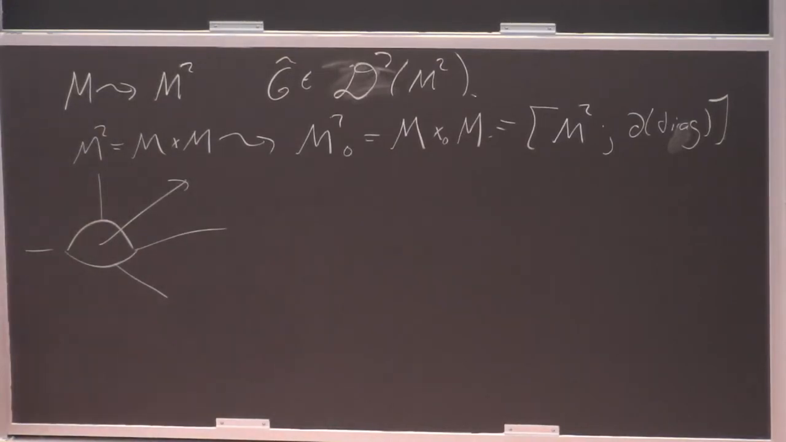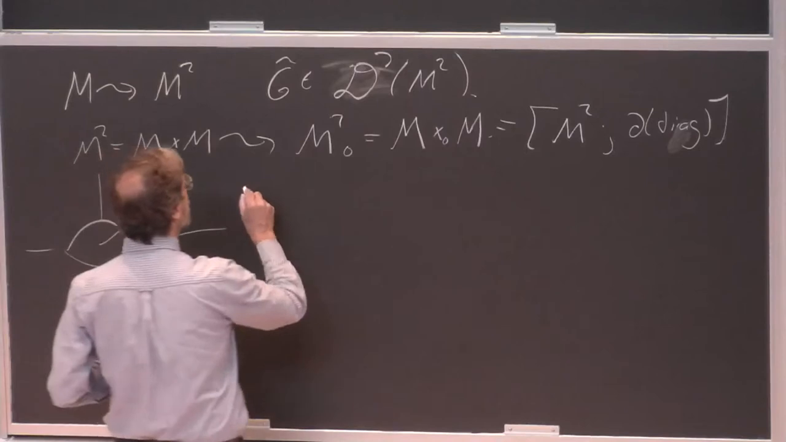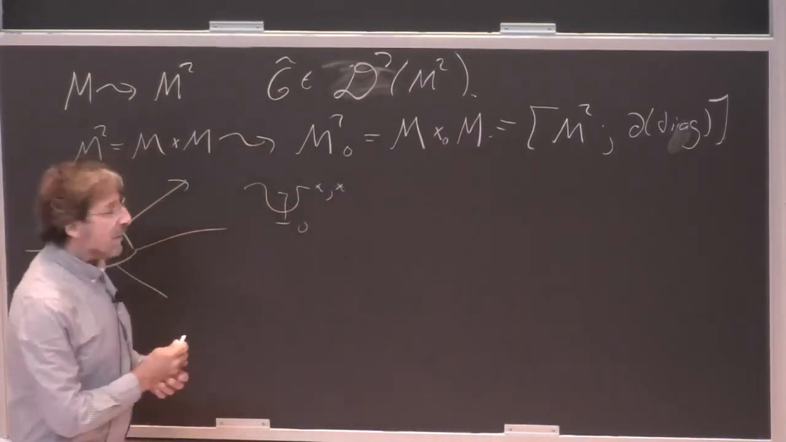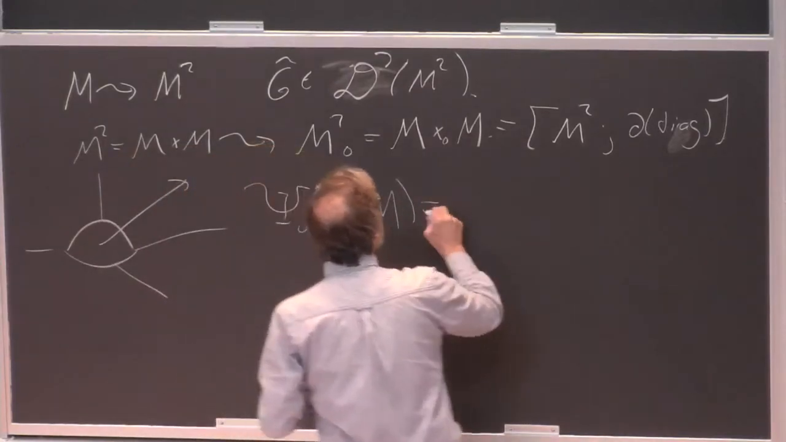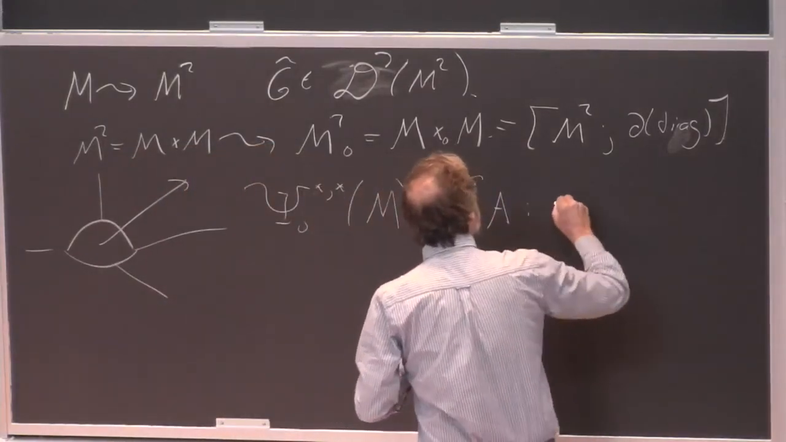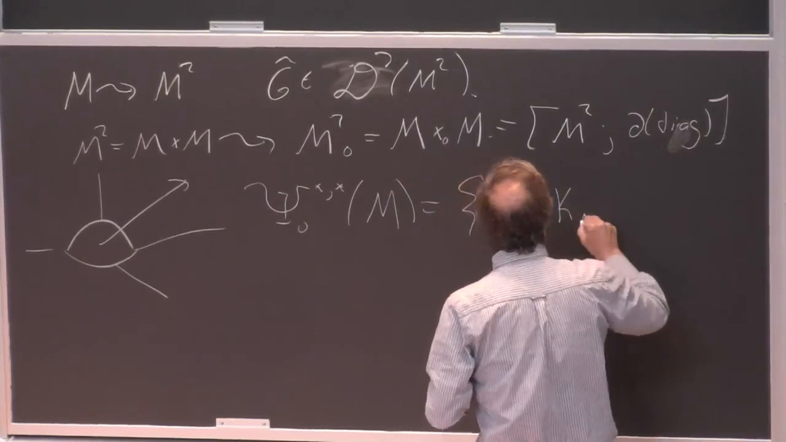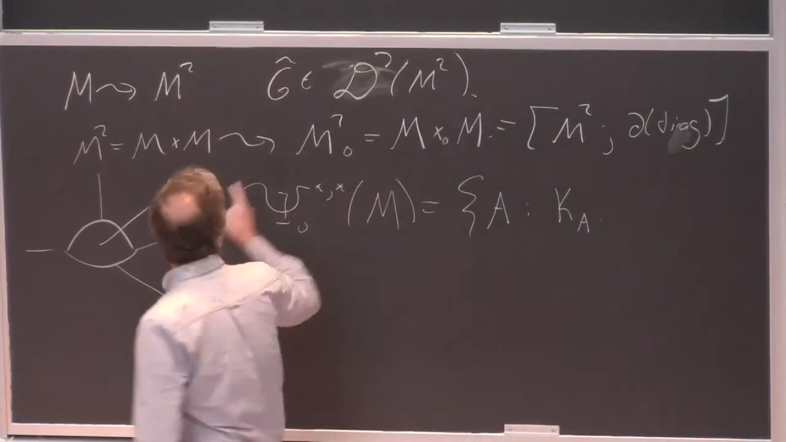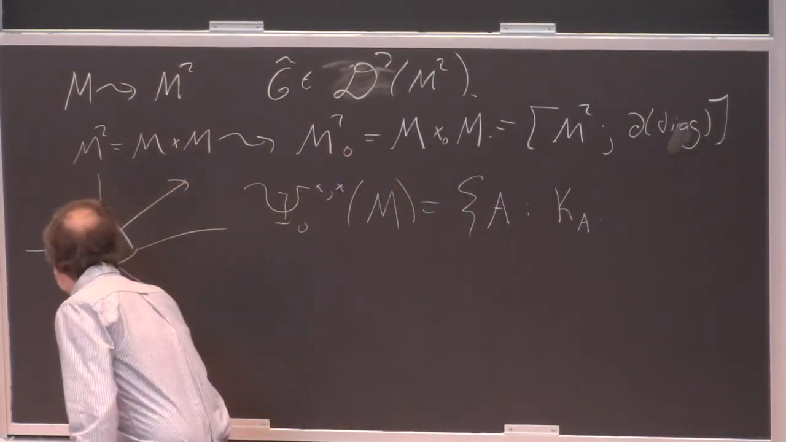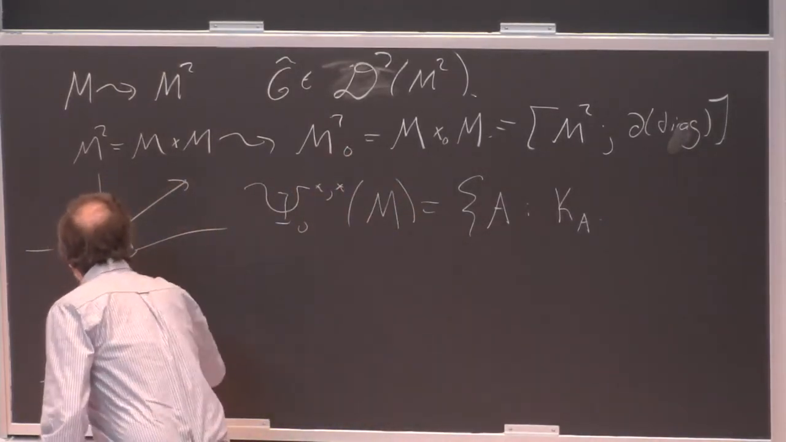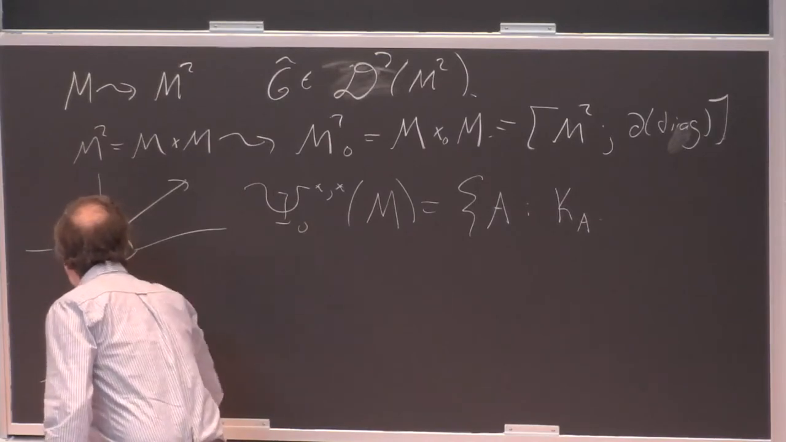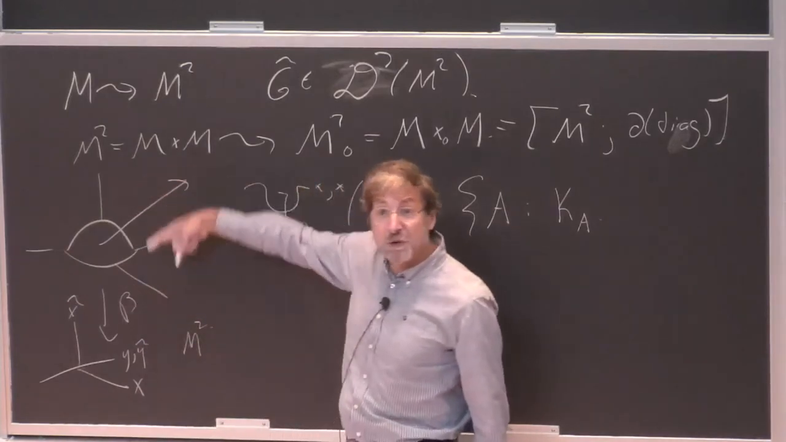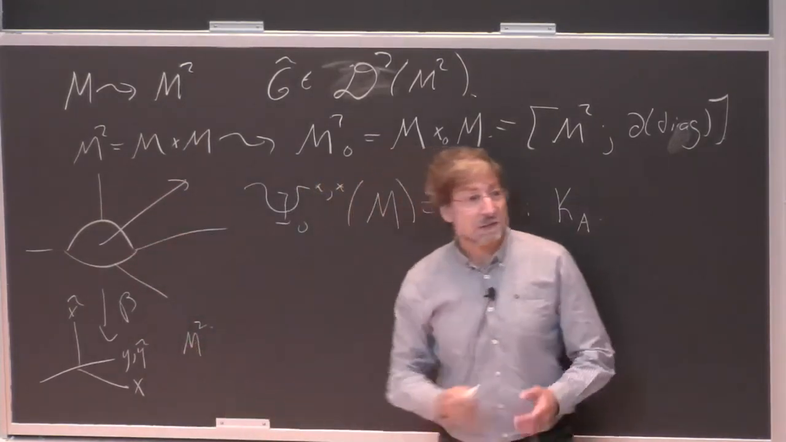On this space, we now define a space of pseudo-differential operators, psi 0 star star of M. And by definition, this is the set of all operators A such that the Schwarz kernel, K sub A, now, this space comes equipped with a natural mapping. So I did a blow-up. I can undo that blow-up to just map down to this space here. So this is beta, this is x, x tilde, y, and y tilde. This is just M cross M here. This is M squared. So there's a blow-down map, which just collapses this front face.